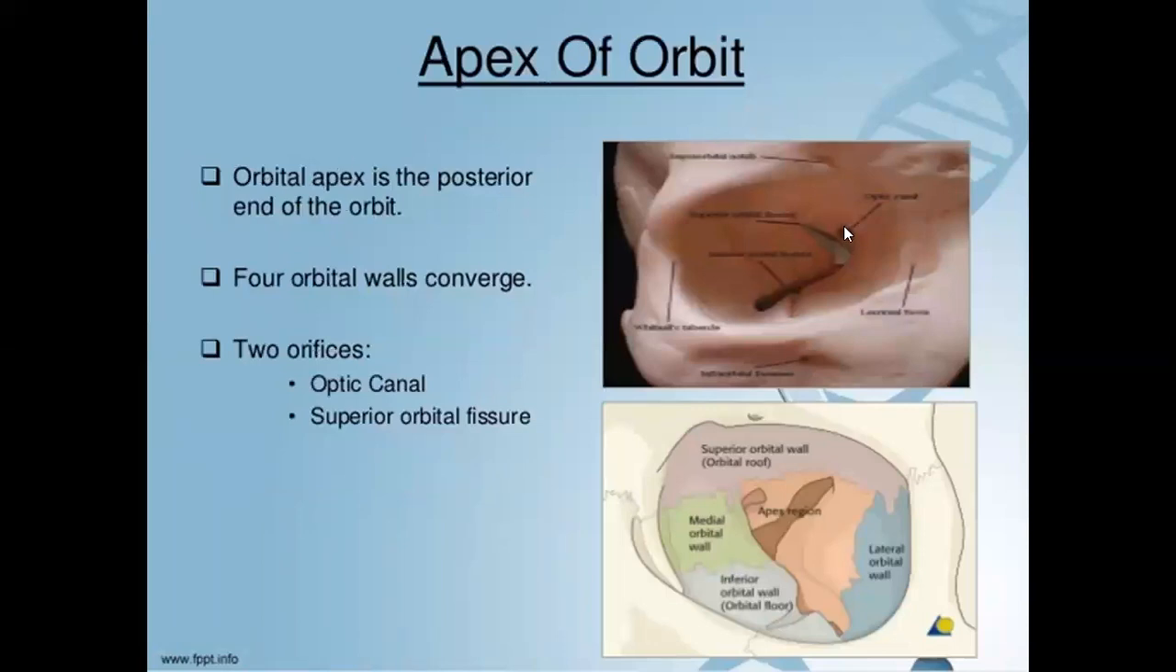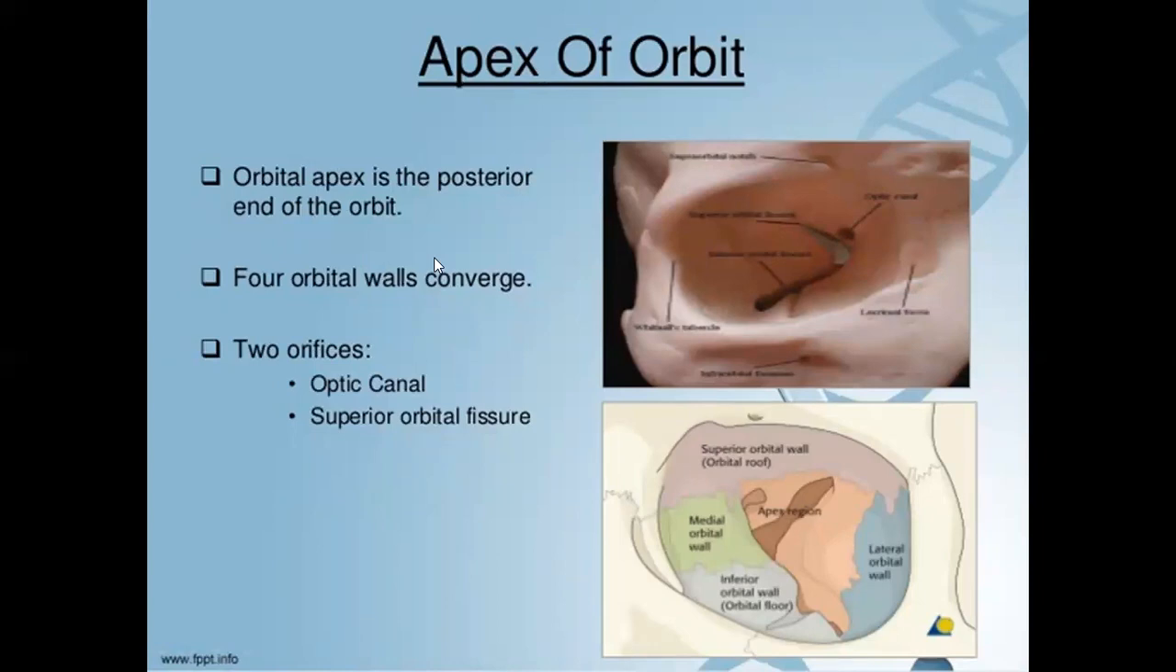The orbital apex is located at the posterior end of the orbit, where all four walls converge. The apex of the orbit is represented by the optic canal and the superior orbital fissure. It is marked by two orifices: the optic canal and the superior orbital fissure. So that's all about the boundaries of the orbital cavity. For boundaries, you should write about the floor, roof, lateral wall, medial wall, and the base and apex.